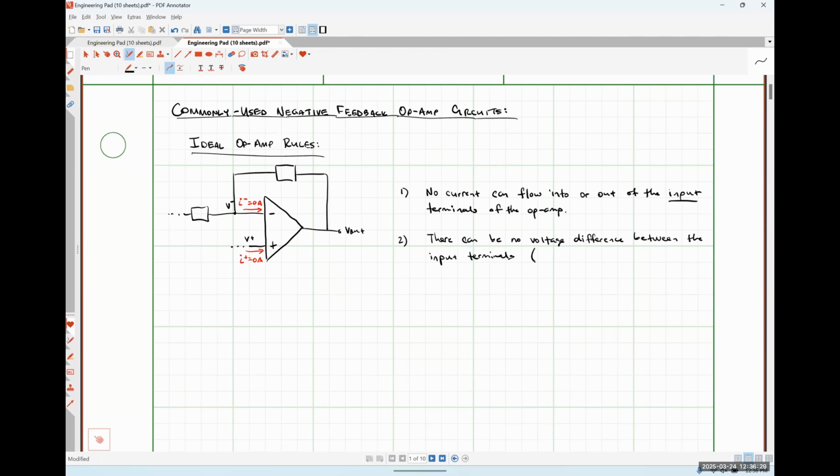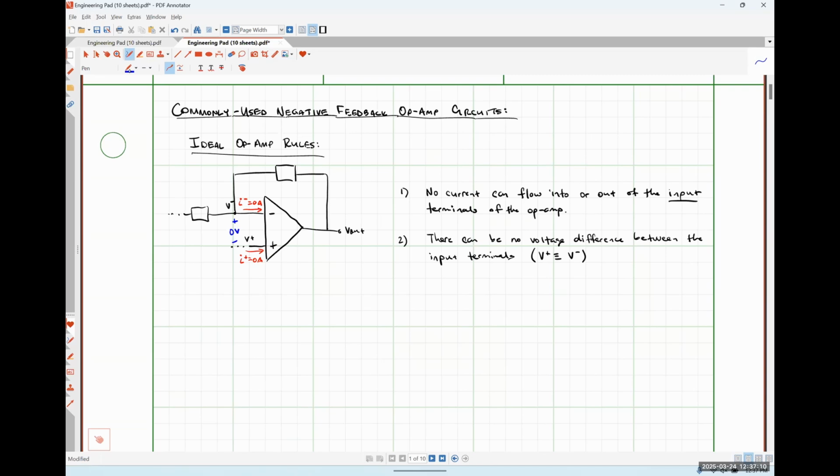And so I would typically represent that as the voltage V plus must be equal to the voltage V minus. Or, the nodal voltage at the non-inverting input node must be identical to the nodal voltage at the inverting input node. And we might choose to represent that on our schematic diagram by saying that there is no voltage drop between those two terminals, okay? So those are our ideal op-amp rules. And as I mentioned, they're going to be part of the analysis that we're doing as we look at all of these different commonly used circuits.